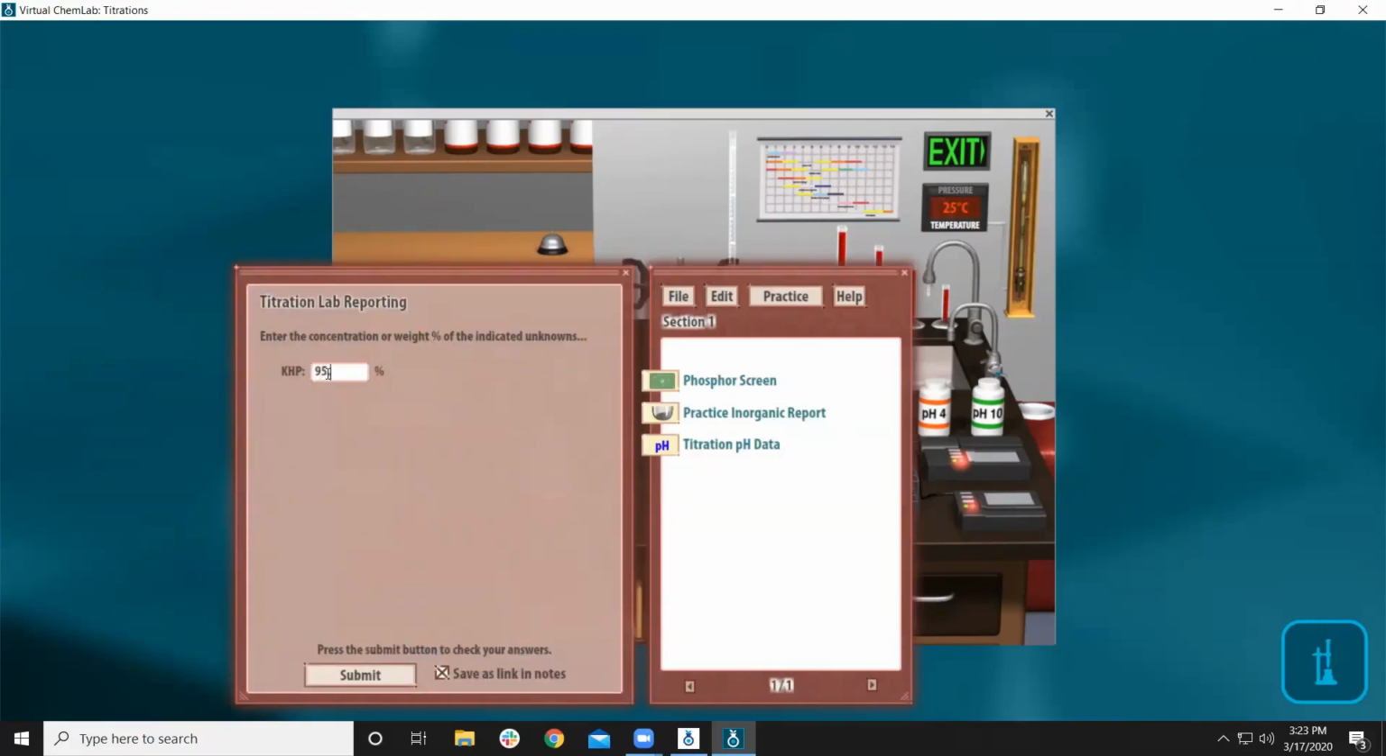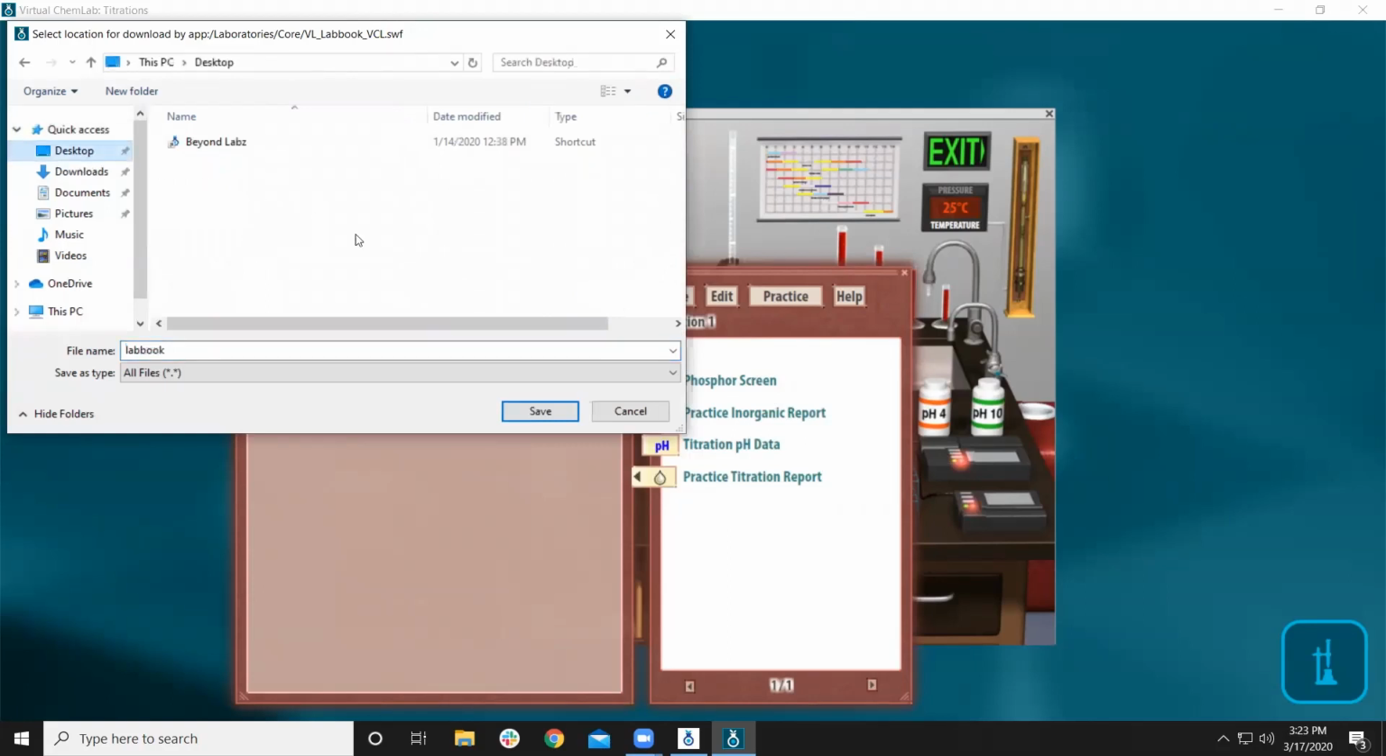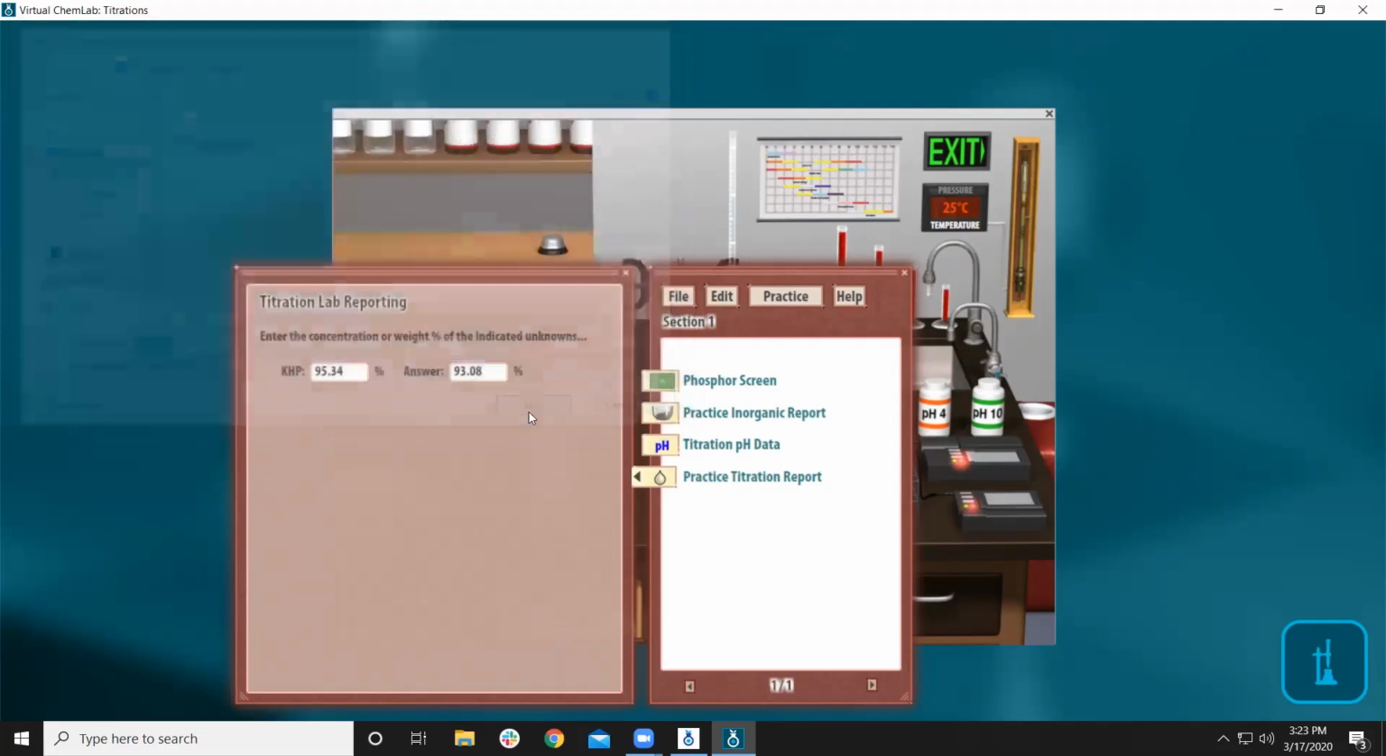So 95.34, click submit, and you get the real answer here. And this gets saved as a link in their lab book. Then what they would do is go to File and save this lab book on the desktop, and it's going to get saved as a lab book file name. And then what they could do is come back over here on File and open it.